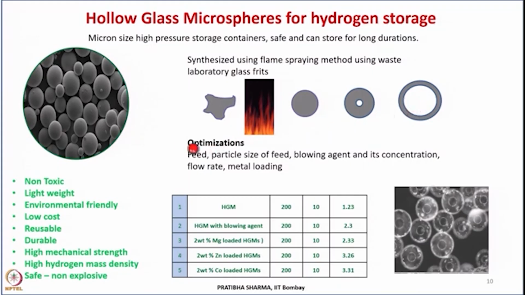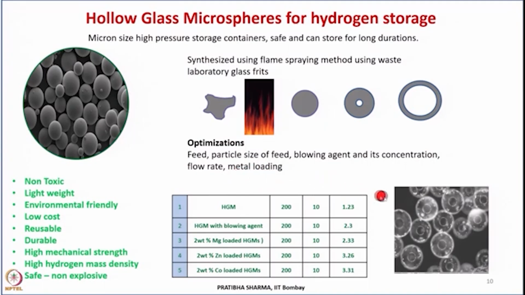Now when these materials are synthesized, various optimizations are done in terms of what the starting raw material will be, what the particle size of the raw material would be, what the blowing agent that gives rise to pores in the walls of these hollow glass microspheres would be, the concentration of the additional blowing agents, and the flow rate. Correspondingly, we can have different metal loading so as to improve the thermal conductivity of these hollow glass microspheres.